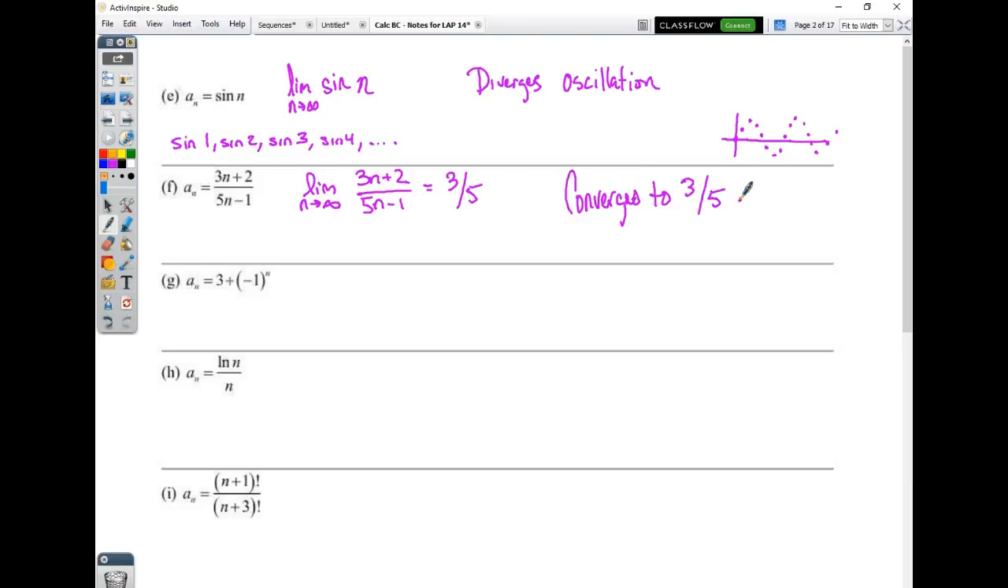A of n is equal to 3 plus negative 1 to the nth power. Let's write some terms, because if I do this, I have no clue what on earth is going on, right? Maybe you do. I don't. When n is 1, this is 3 plus negative 1 to the 1. What is that going to give us? The next one would be 3 plus negative 1 to the 2. Next one is 3 plus negative 1 to the 3rd. 3 plus negative 1 to the 4th.